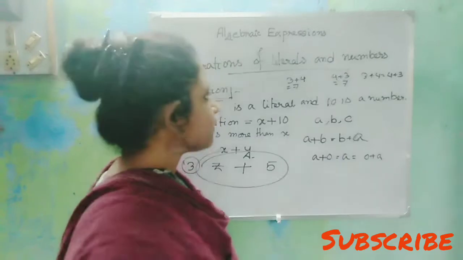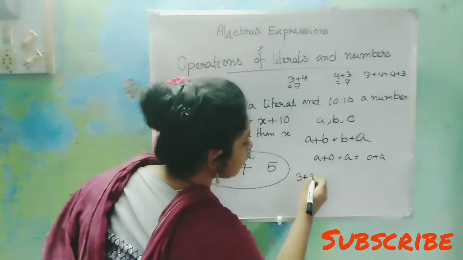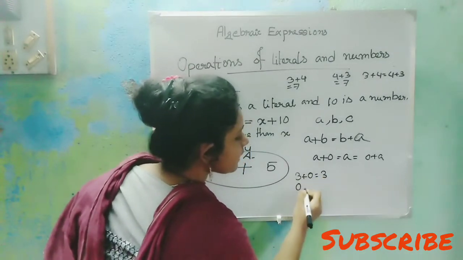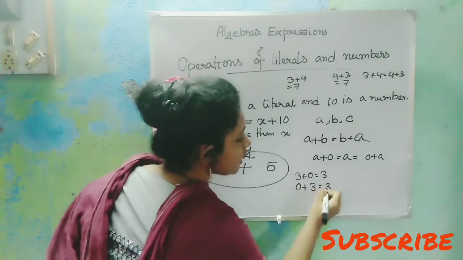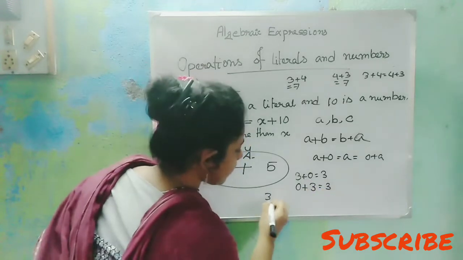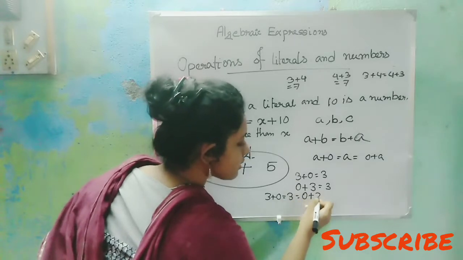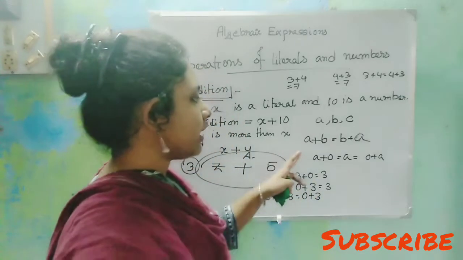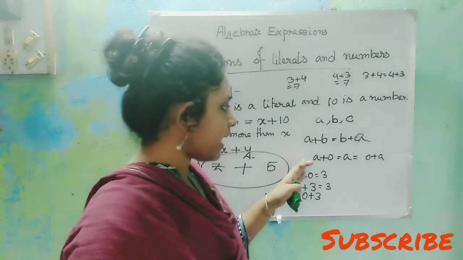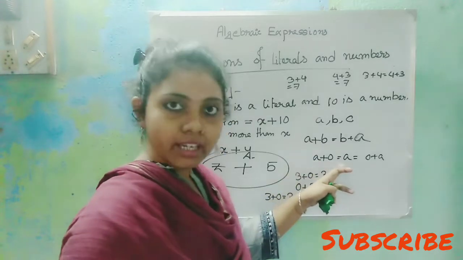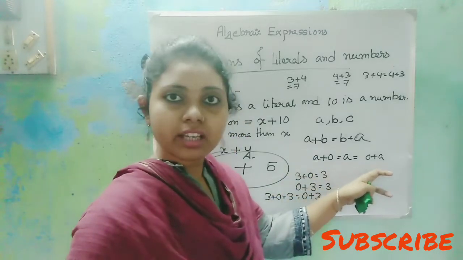See, in arithmetic, 3 plus 0 equal to 3. Again, 0 plus 3 equal to 3. So we can write 3 plus 0 equal to 3 equal to 0 plus 3. So in algebra, if A is a literal, we can write that A plus 0 equal to A equal to 0 plus A.